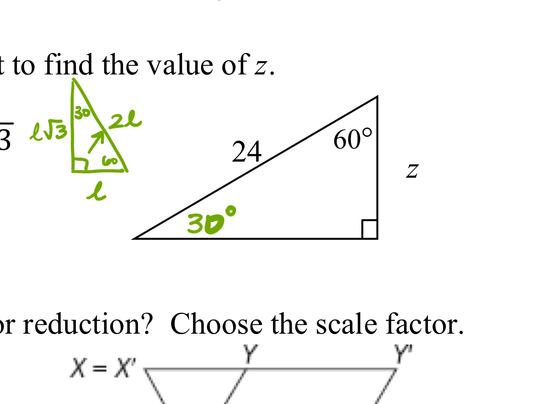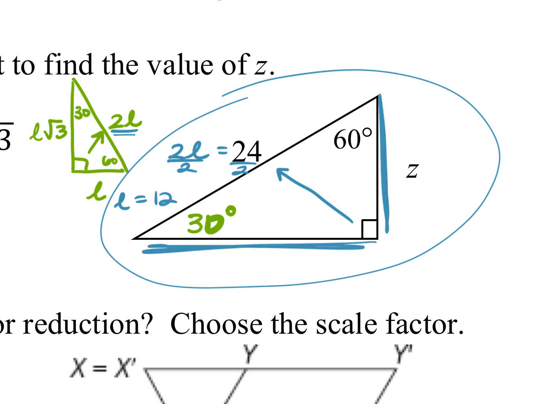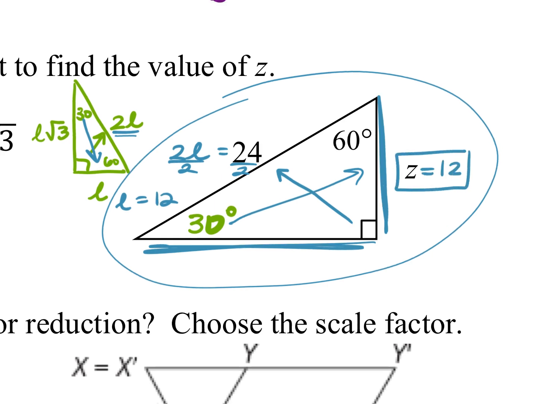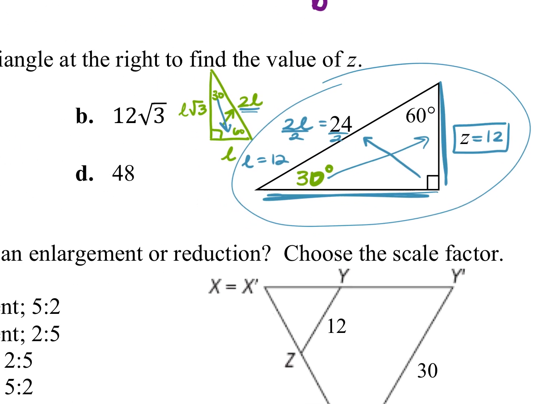So look at this triangle. You are given which side? You're given the 12, right? You're given the 2L side. That's this side. That means divide by 2, and L will be 12. Which of these two sides is your L side, Z or the bottom? It's the Z. It's the one across from 30, right? Across from 30 is L. So Z is 12. So that's A. Z is 12.